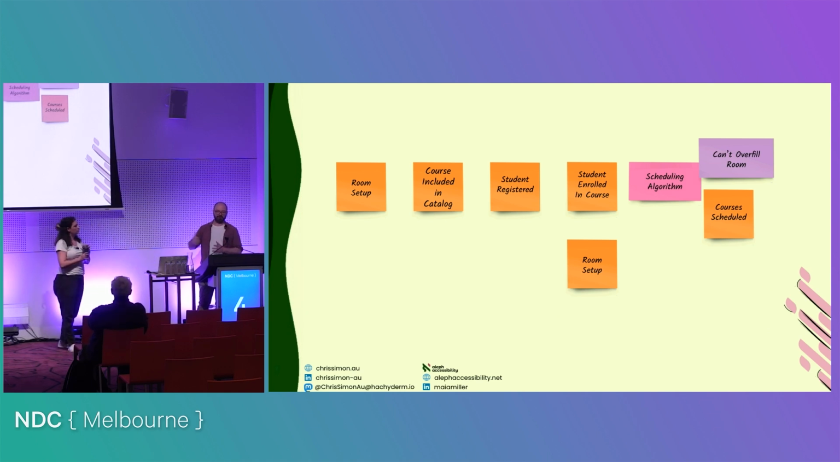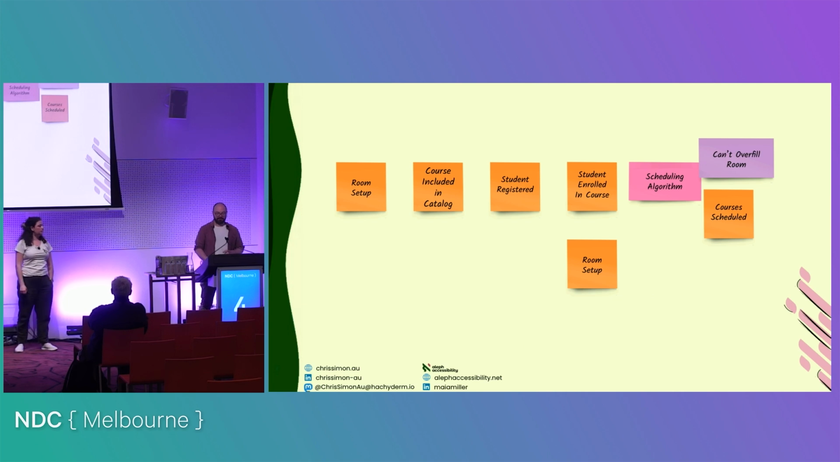This is called an event storming workflow, and we kind of see that, we set up rooms, we include courses in catalogs, students register and then they enroll in courses, and then we have this scheduling algorithm that allocates rooms to courses and whatnot. So if you're curious about that, check out the video of the talk yesterday.